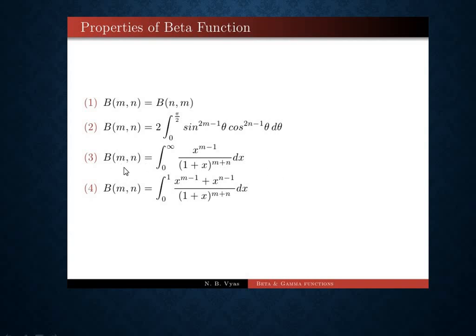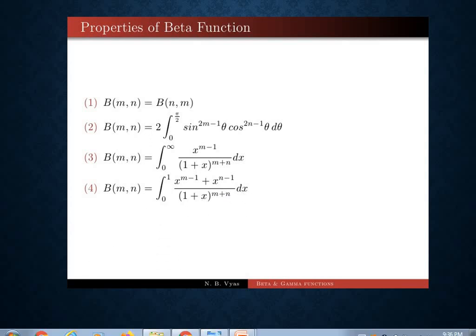Okay. Third one is beta of m comma n is equal to integral 0 to infinity x power m minus 1 by 1 plus x power m plus n dx. Okay. Similarly, beta of m comma n is equal to integral 0 to 1 of x power m minus 1 plus x power n minus 1 by 1 plus x power m plus n dx. These are some of the properties of the beta function. Okay.